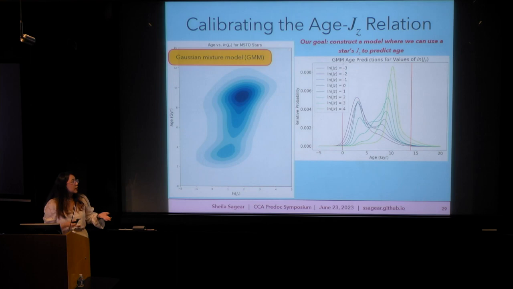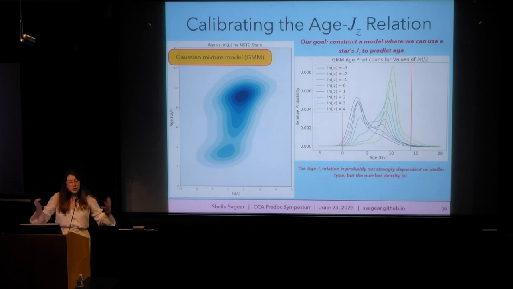So what that means is that we can make a plot like this, where I have age on the x-axis, and these are an array of probability distributions, each line corresponding to a different test value of log vertical action. So you can see that smaller log vertical actions correspond to a younger age prediction, and vice versa for older age predictions corresponding to higher JZs. So this makes sense, all good, right? Well, you may have noticed that we are not trying to find the ages of main sequence turnoff stars. If we were, we would probably not still be working on this.